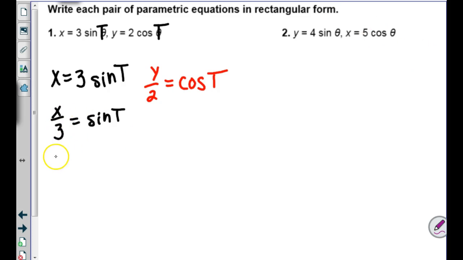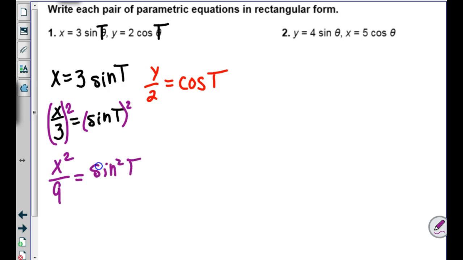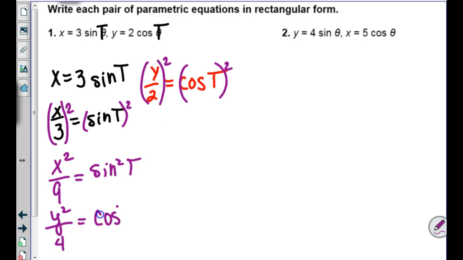Square both of these. So I get what? X squared over 9 equals sine squared. Okay, now I'm going to square the y's. So I get y squared over what? Y squared over 2 squared becomes 4 equals cosine squared.